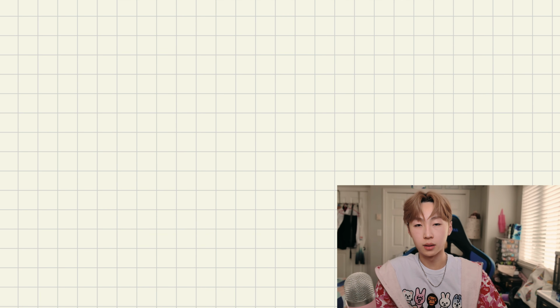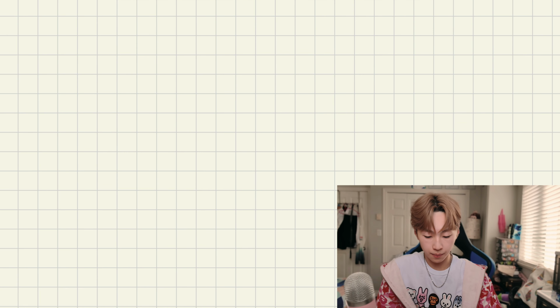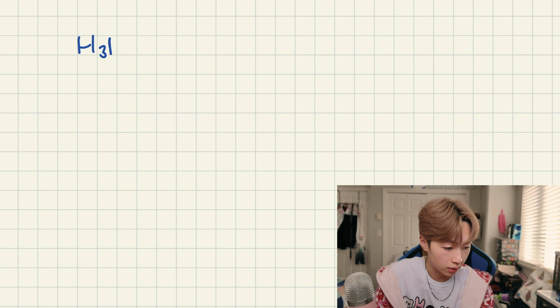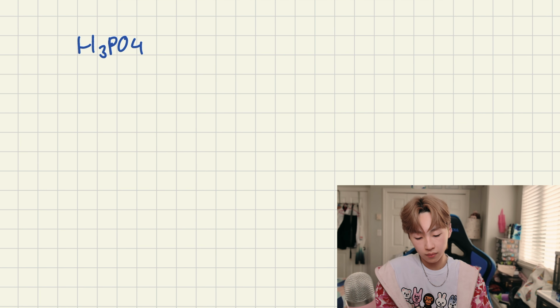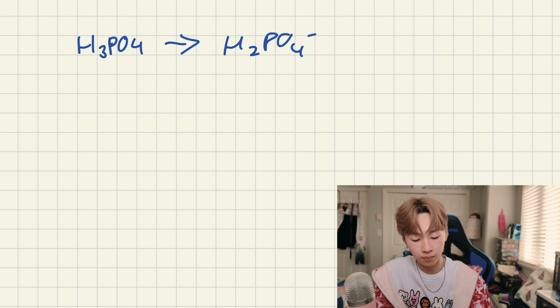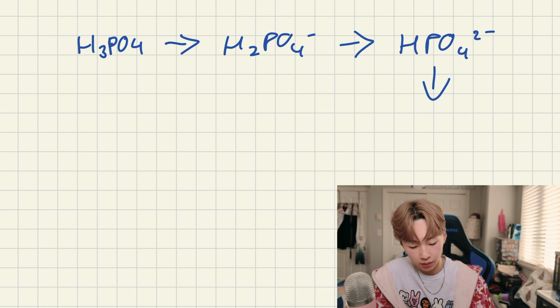Next, we're going to look at our polyprotic titrations. Let's say we had a polyprotic acid, so H3PO4. And after its first equivalence point, it's going to turn into H2PO4 minus. And after its second transition point, it's going to become HPO4 2 minus. And then at the third transition point, or equivalence point, it's going to be PO4 3 minus.